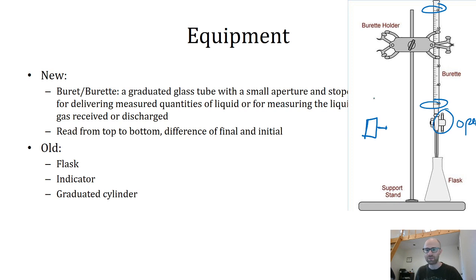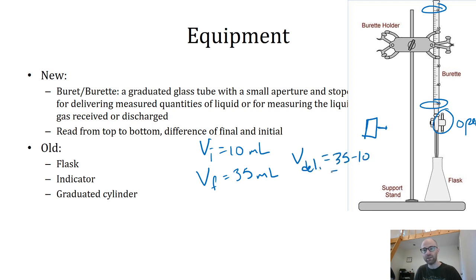But you read this from top to bottom, as I said. If you had filled it up, you don't have to fill it all the way up to 0. You can fill it up to whatever you want. But if you had an initial of 10 milliliters and then you drain it, and when you have a complete reaction it's at 35 milliliters, the volume delivered would be 35 minus 10, or 25 milliliters.